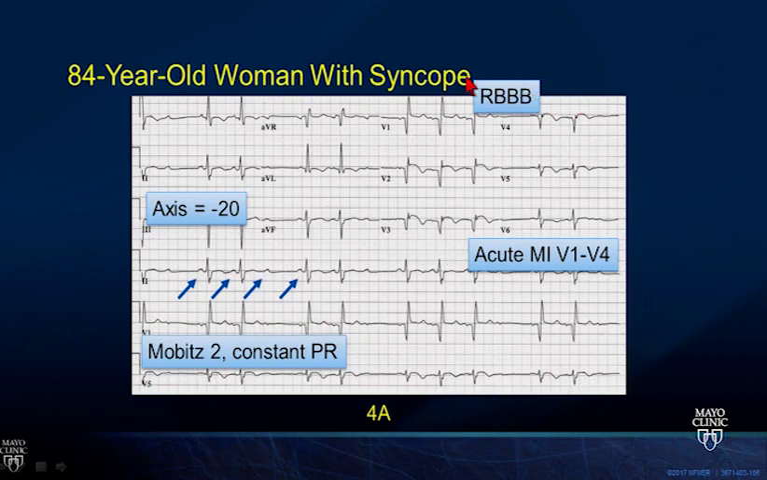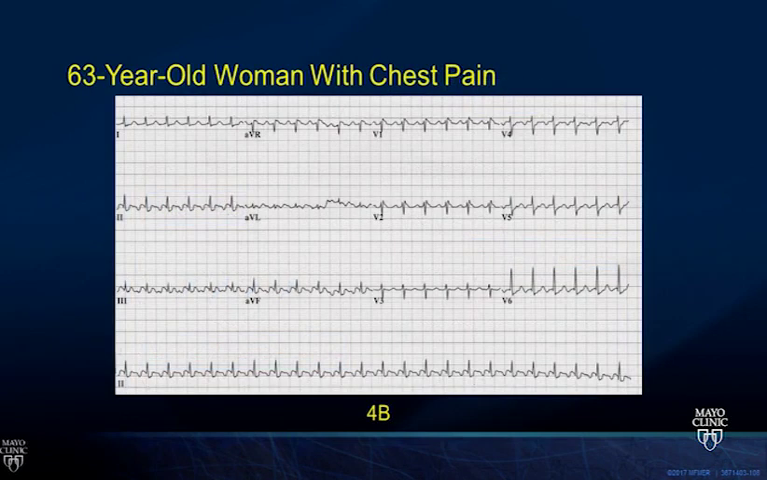You know, if you didn't code the right bundle and you didn't code the axis as being negative, I don't think you'd lose a lot of points, honestly. The big things are the MI and the AV block, because they're really the things that are going to drive the clinical picture in this case. So there we have it. All right.